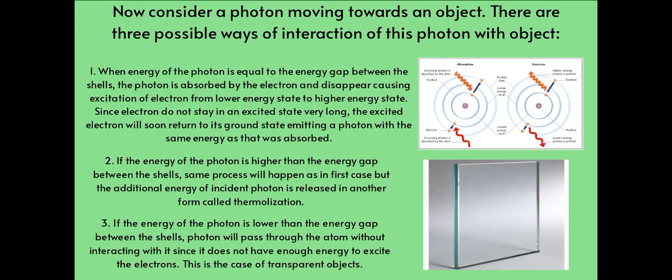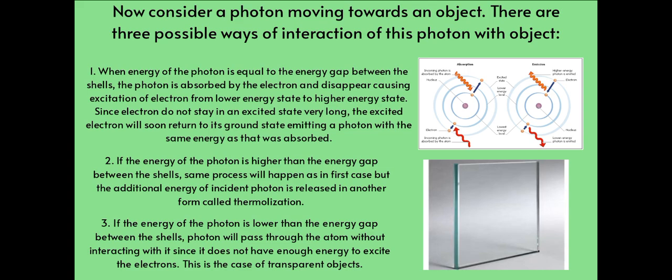Now consider a photon moving towards an object. There are three possible ways this photon can interact with the object. First, when the energy of the photon is equal to the energy gap between the shells, the photon is absorbed by the electron and disappears, causing excitation of the electron from a lower energy state to a higher energy state. Since electrons do not stay in an excited state very long, the excited electron will soon return to its ground state, emitting a photon with the same energy as that which was absorbed.